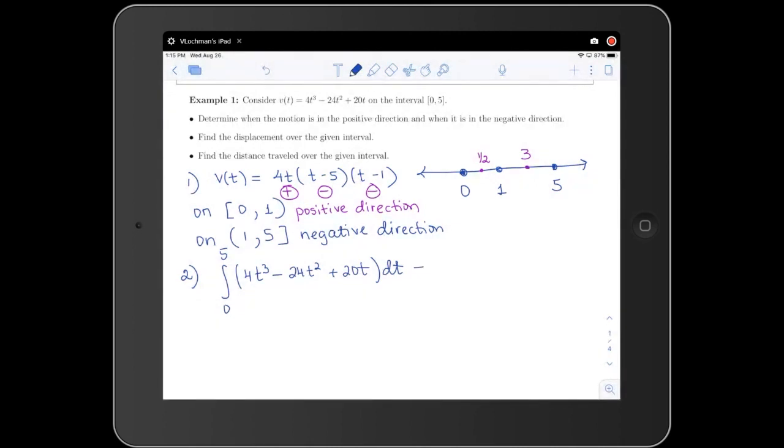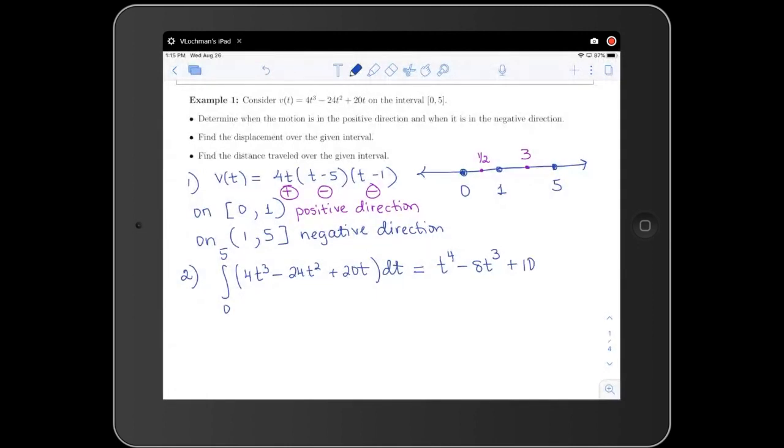Okay, so what is the antiderivative? We get t to the fourth minus, let's see what happens here, 8t cubed plus 10t squared. There we go. Okay, you can always check if this is correct by differentiating. So if I take the derivative, that's 4t cubed minus 24t squared plus 20t.